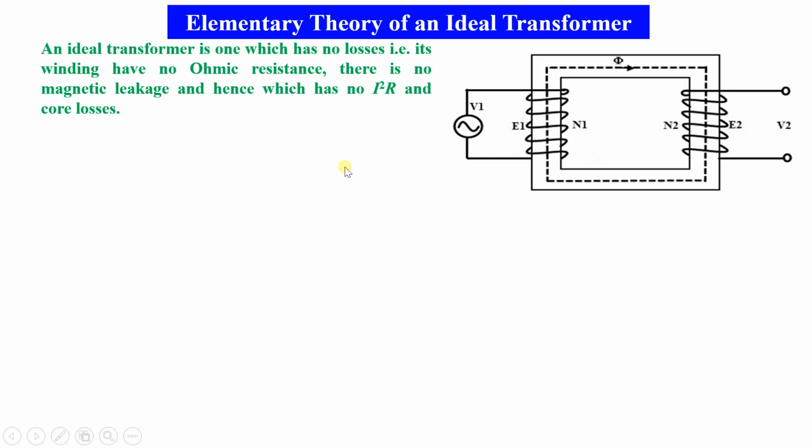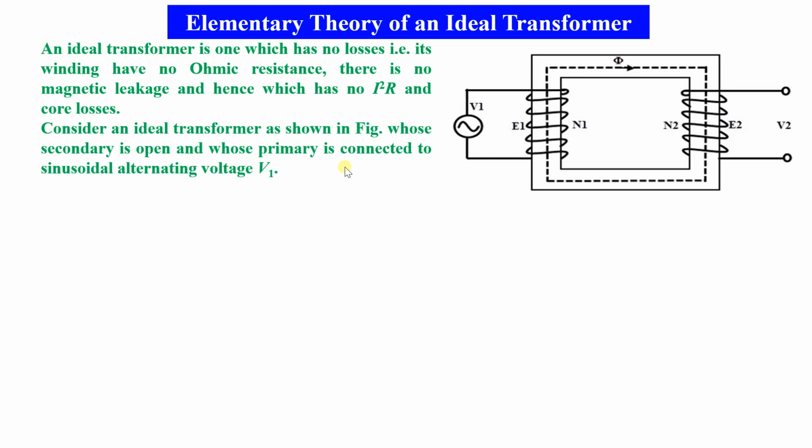According to the definition, an ideal transformer is one which has no losses, that is, its windings have no ohmic resistance, there is no magnetic leakage, and hence it has no I square R and core losses, meaning it does not have any type of losses.